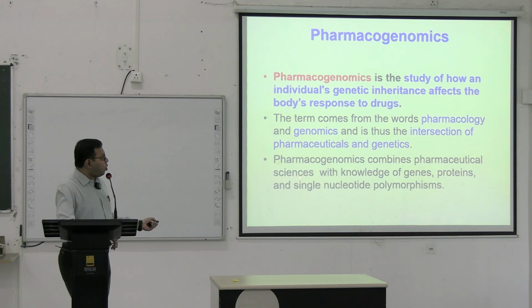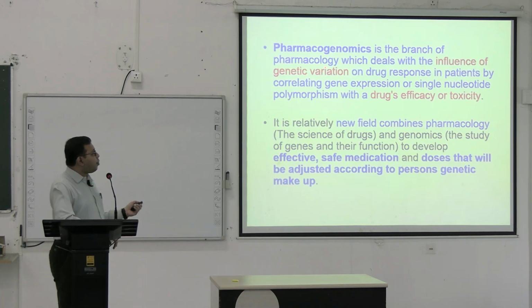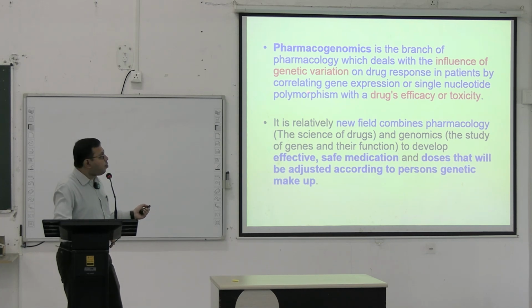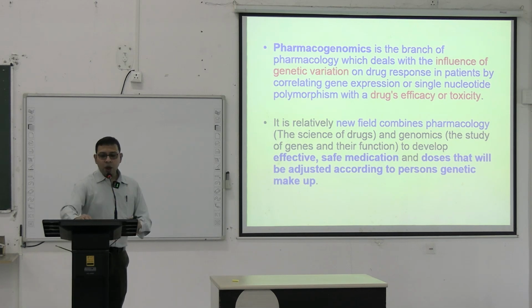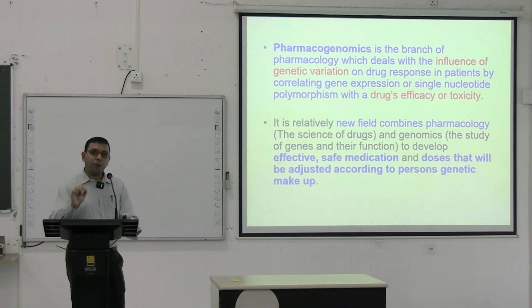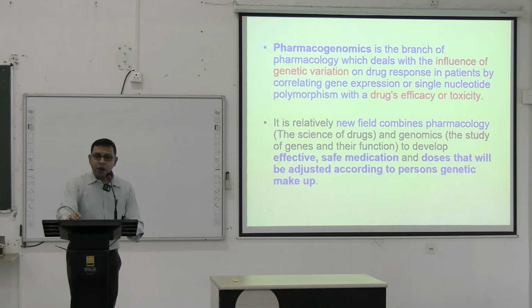So it combines pharmaceutical science with knowledge of the genes, so genetics, proteins, proteomics are involved, and single nucleotide polymorphism is usually done. Pharmacogenomics is the branch of pharmacology which deals with the influence of genetic variation on drug response in patients by correlating gene expression or single nucleotide polymorphism with a drug's efficacy or toxicity. So when we identify a single nucleotide polymorphism, it is usually examined whether some drugs are more effective or less effective, or giving more or fewer adverse effects in those single nucleotide polymorphisms.